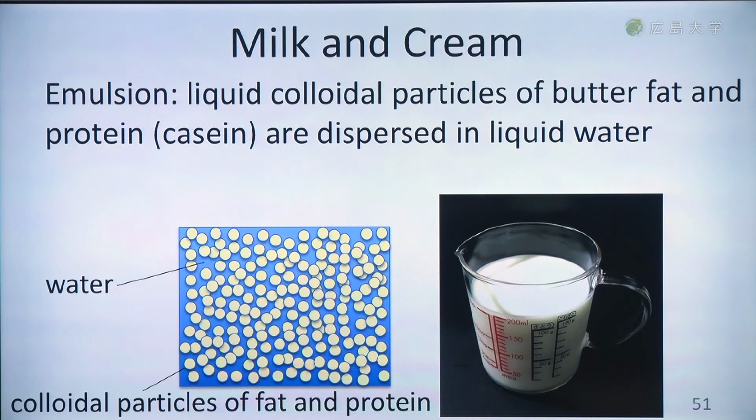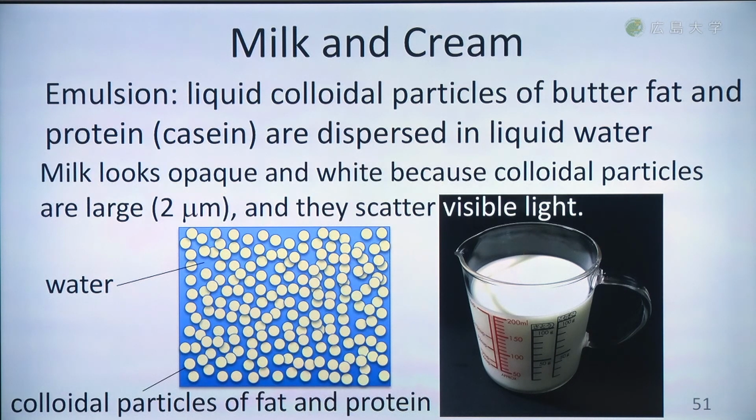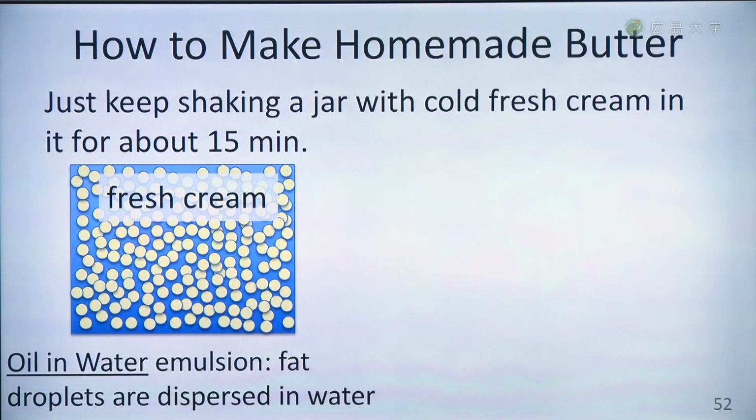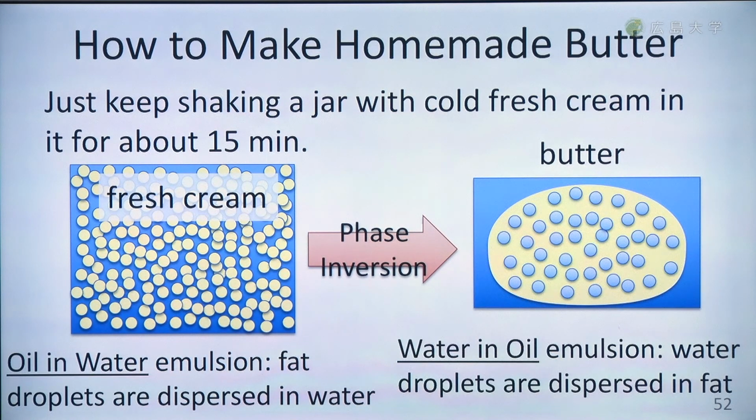Homemade butter is a good example. Dairy cream is an emulsion in which liquid colloid particle made of milk fat and protein are dispersed in liquid water. It looks white and opaque because colloidal particles are about 2 micrometers and they scatter visible light. Pour some cold fresh cream in a jar, close the lid, and keep shaking the jar for 15 minutes. The fresh cream will suddenly turn into butter.